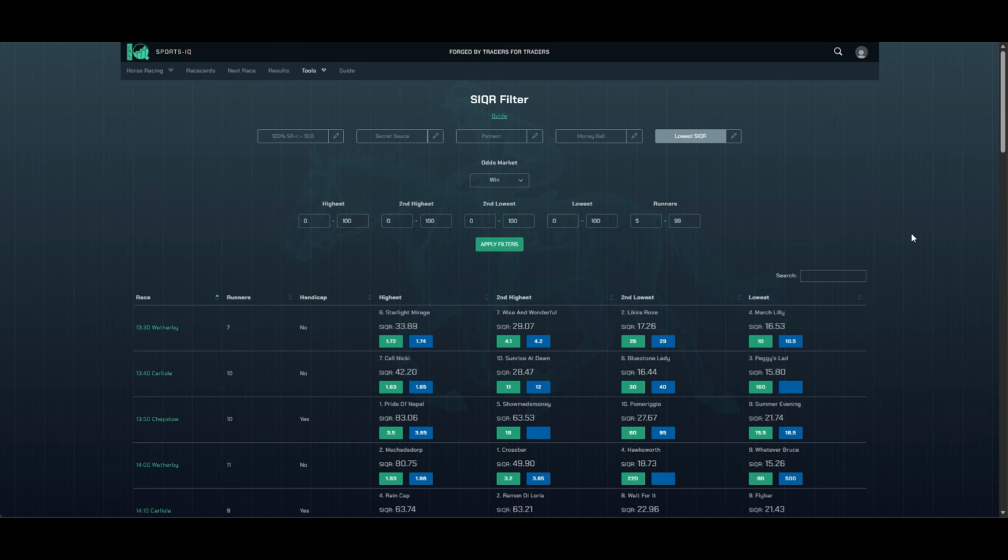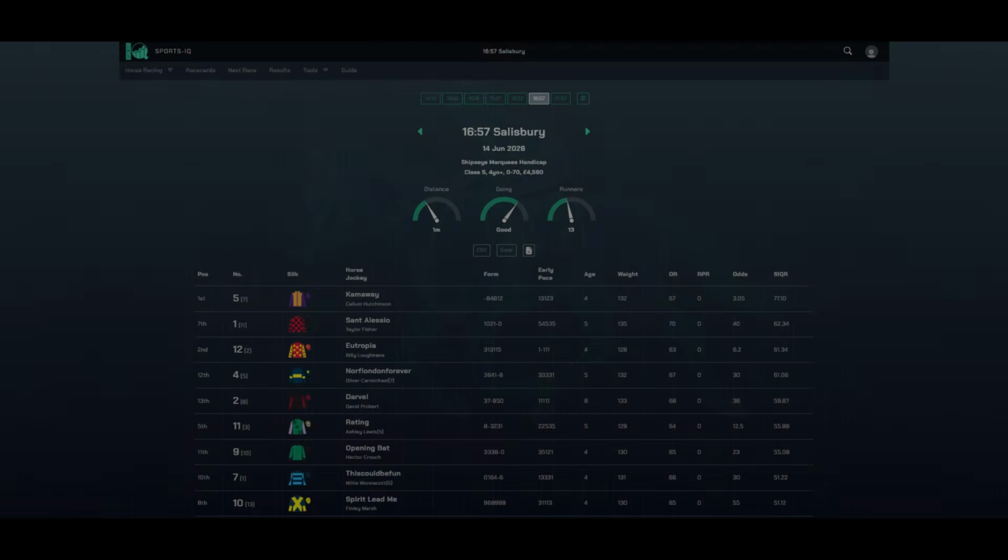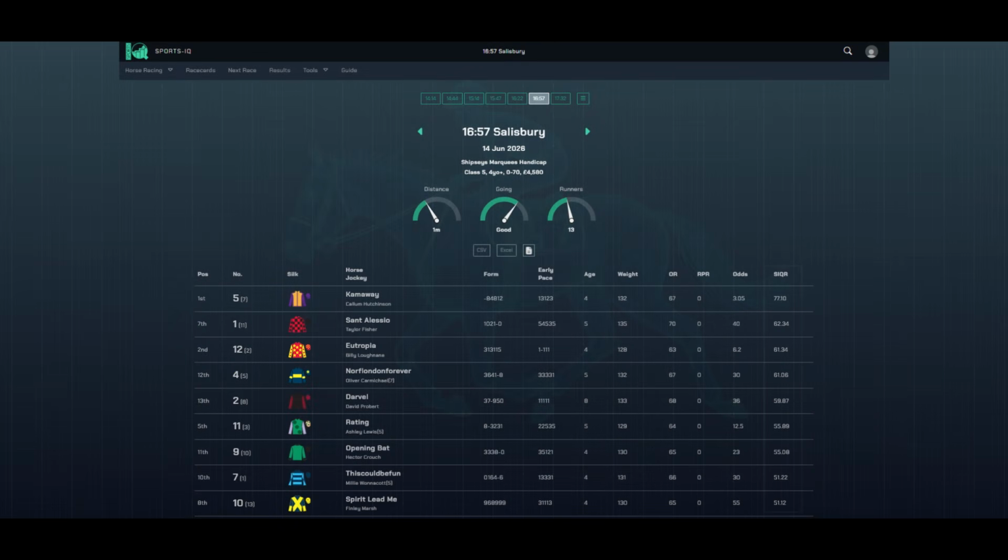But before we go any further, let's quickly talk about SIQR. SIQR stands for Sports IQ Rating. It's our own rating system that measures the strength of each horse in a race and compares them against one another. Now before anybody asks how it works, nice try. I spent years building it. What matters is not how the number is formed, what matters is how you use it. So let's look at the filter.